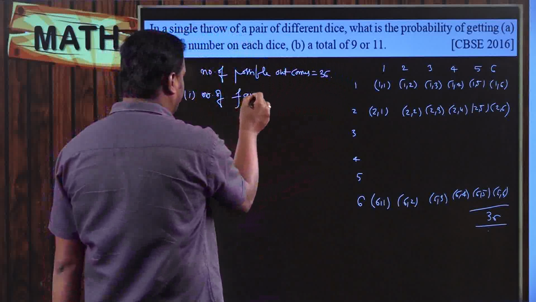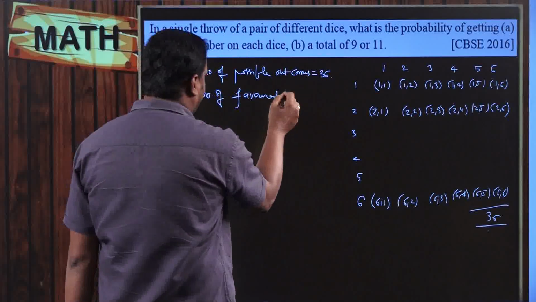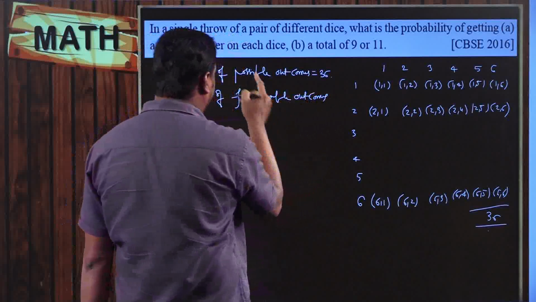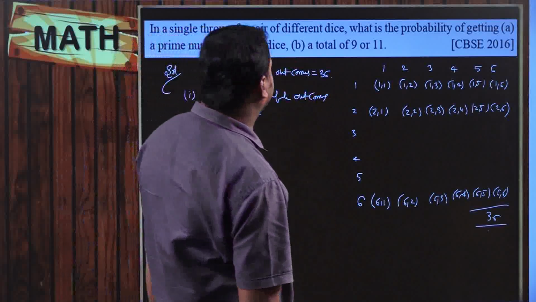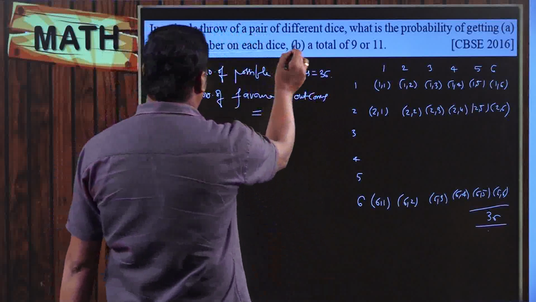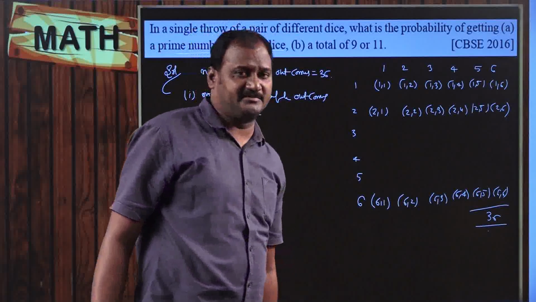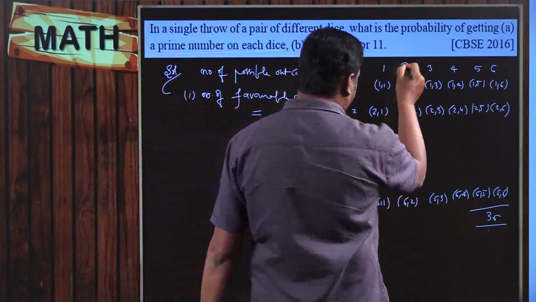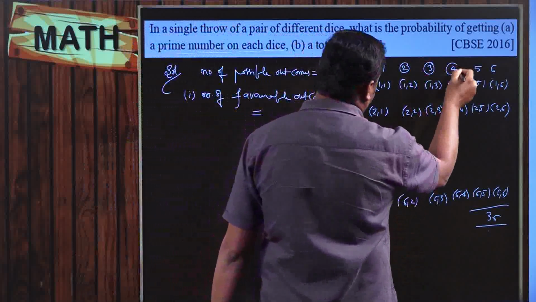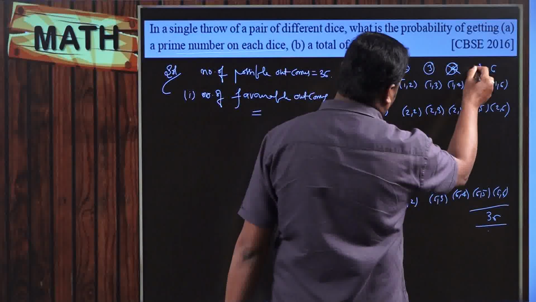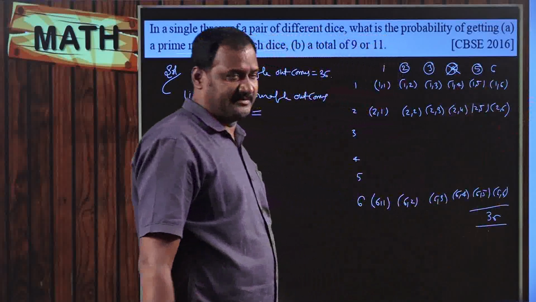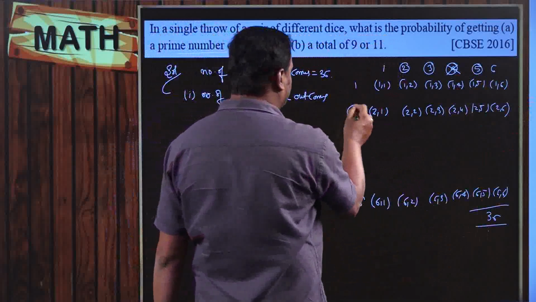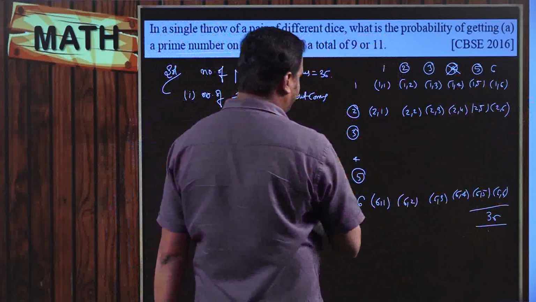Number of favorable outcomes is going to be, according to the first case, what is the first condition here? A prime number on each dice. So what are the prime numbers out of these 1 to 6 numbers? 2 is a prime number, 3 is a prime number, 4 is not a prime number, 5 is a prime number, and of course 6 is not a prime number. So 2, 3, 5 are primes, and here also 2, 3, 5 are primes.